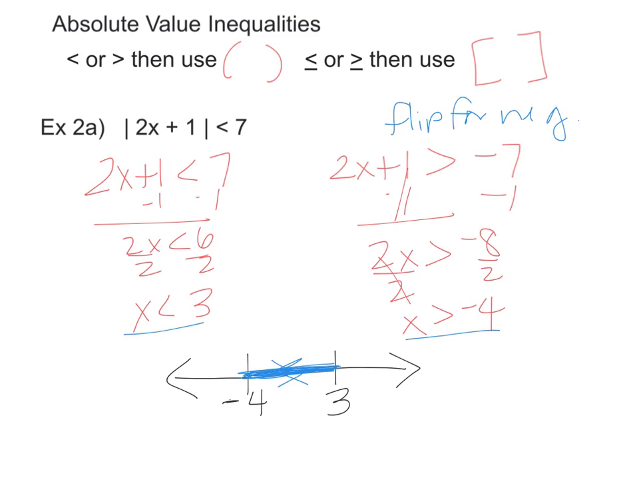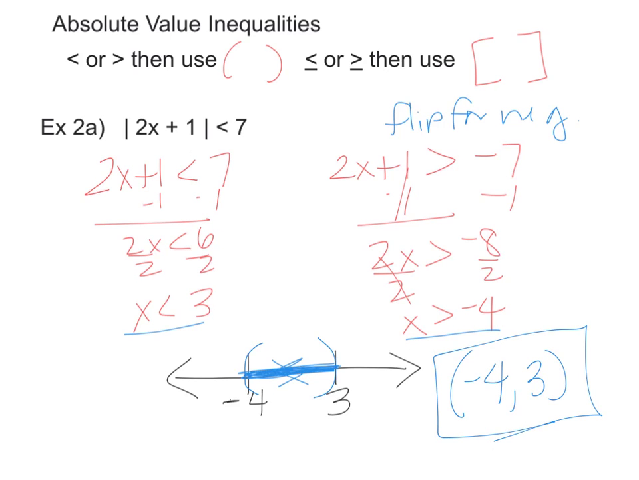Given the symbol, am I going to be using parentheses or brackets? Parentheses, that's right. So for our first one, I'm actually going to have a parenthesis at negative 4 and a parenthesis at 3. So my final answer is negative 4, comma 3. Remember, this is an inequality, so there's more than one answer. It's everything between those two. Cool, let's do another one.